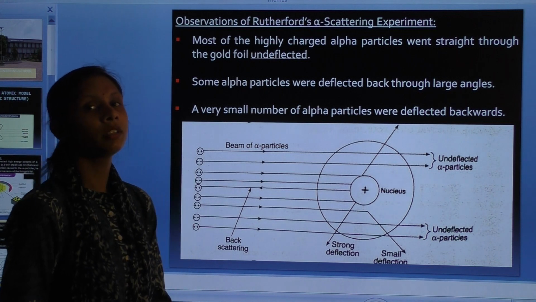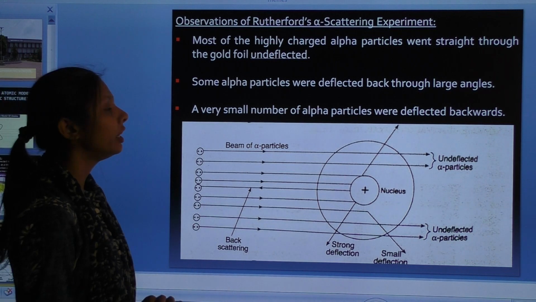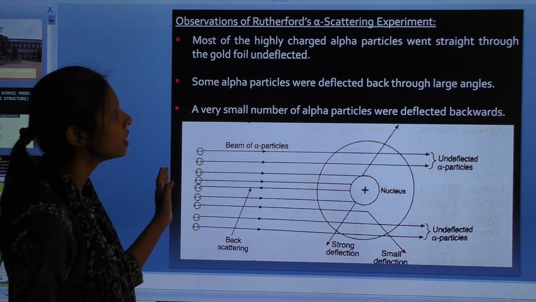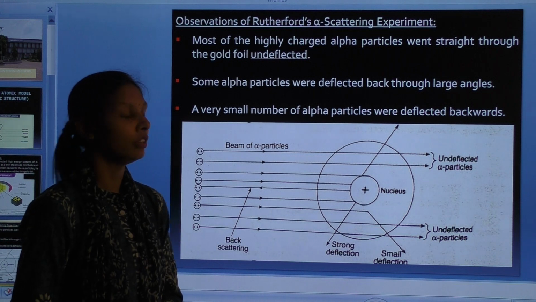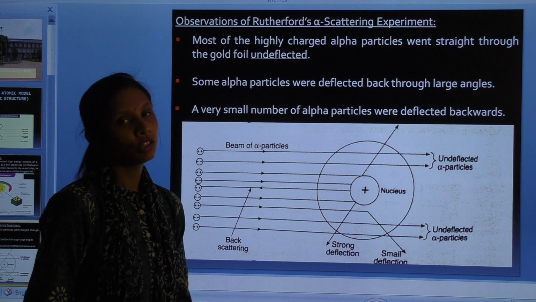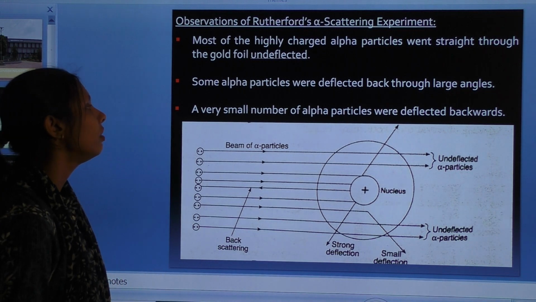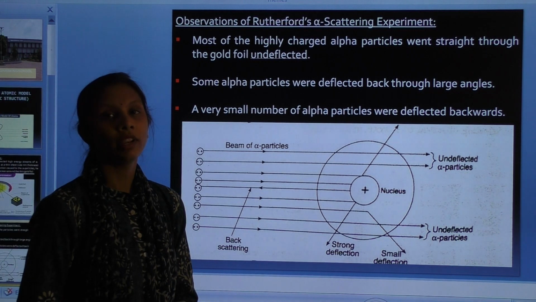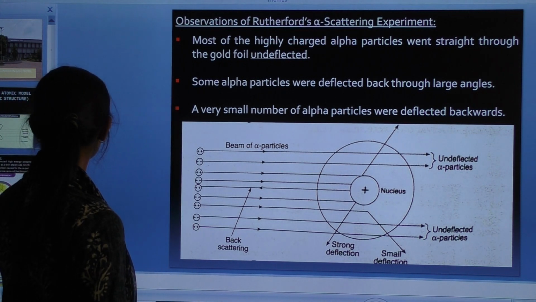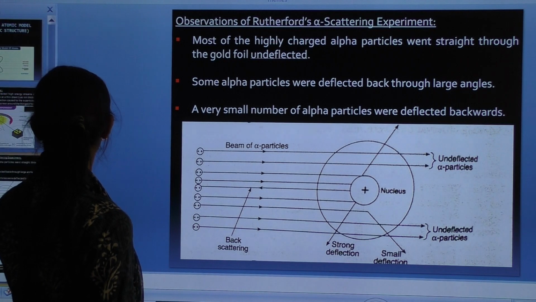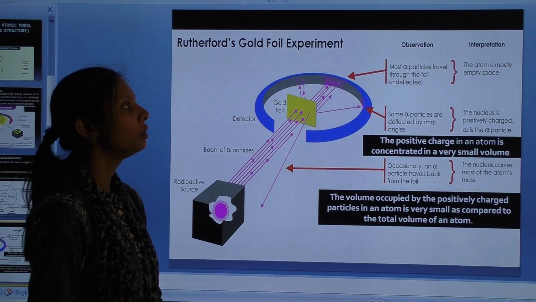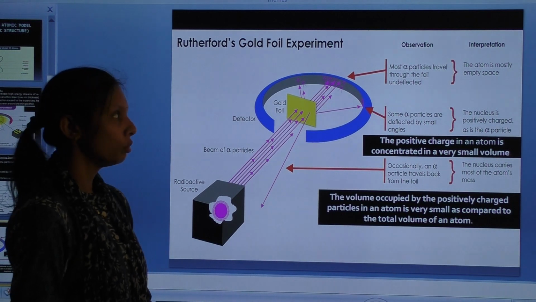From this experiment, Rutherford was able to make three observations. The first observation was that most of the highly energetic alpha particles passed straight through the gold foil undeflected. Second, some of the alpha particles were deflected through large or small angles. And third, a very small number of alpha particles were deflected backwards. That means they retraced their path. From all these observations, he was able to interpret a few conclusions also.